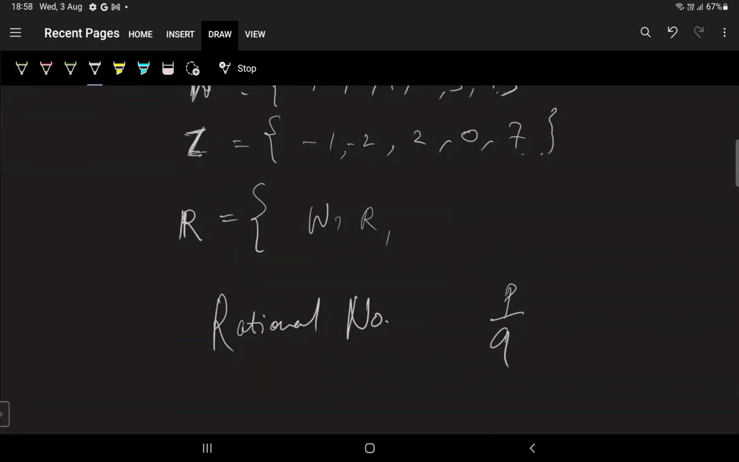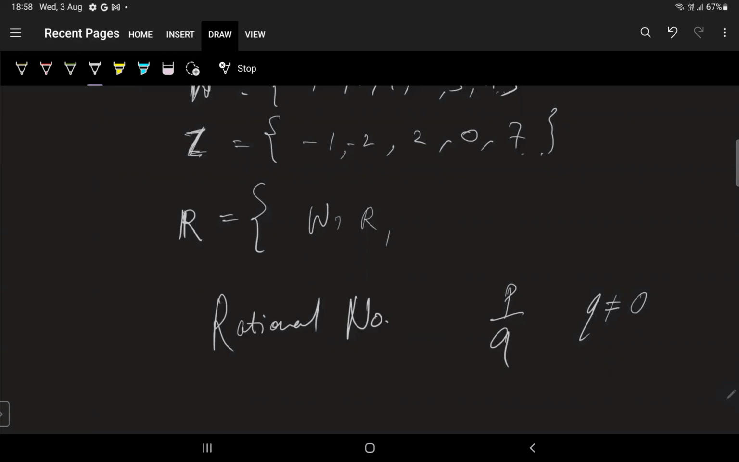It doesn't mean that we have to write P and Q. Okay, and this is not the complete definition. Q should not be equal to 0. If Q is equal to 0, that means the number will not be defined. Okay, so Q should not be equal to 0.